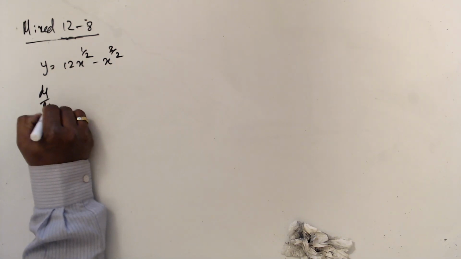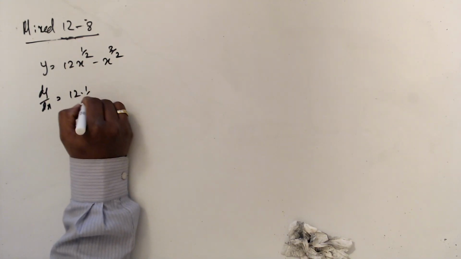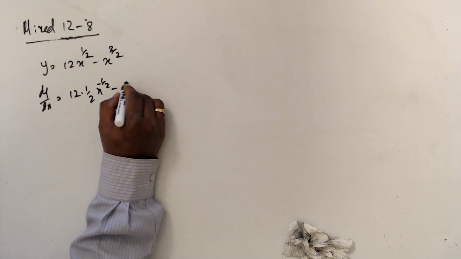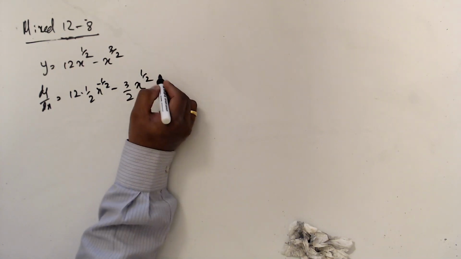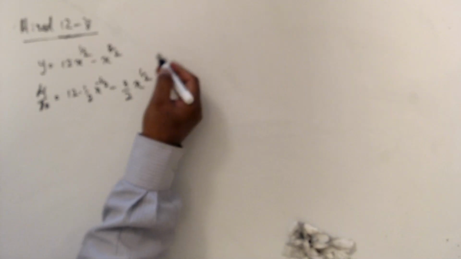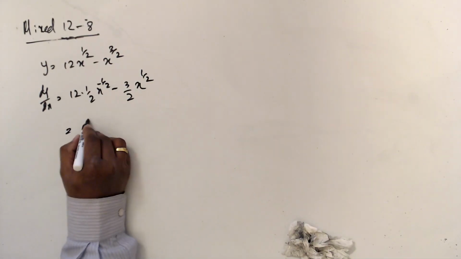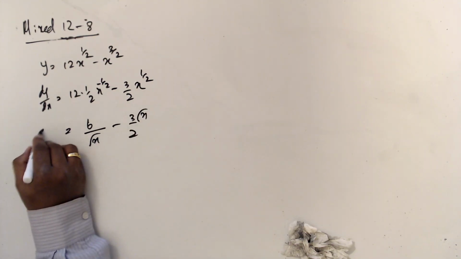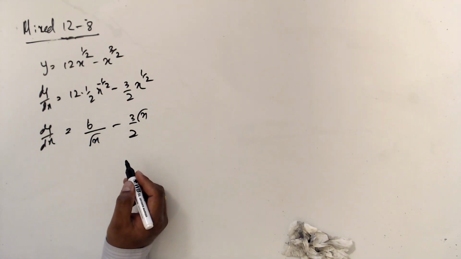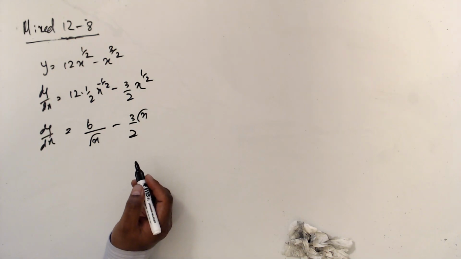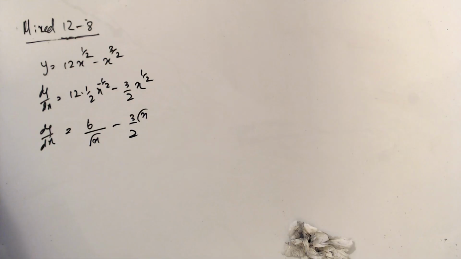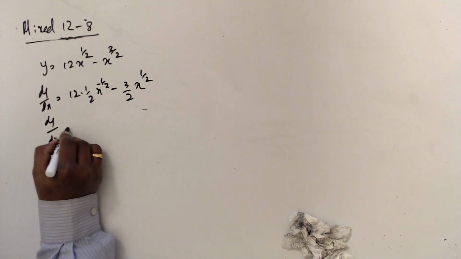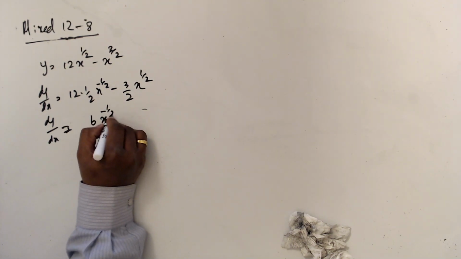So dy by dx equals 3 over 2 x to the half minus half, minus 3 over 2 x to the half. This is 1.5. When you take 1 out, half is remaining. So this is going to be 6 square root x over 3 over 2 square root x. I think I'm going to stay with this one. So dy over dx is going to be 6 x to the minus half.